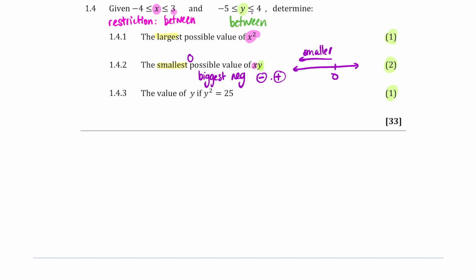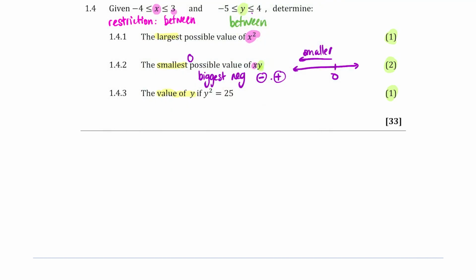Okay, the last one. The value of y. So we're going to solve for y if y squared. So now I'm looking only at my y values, and it says y squared is equal to 25. So what can I square that I get 25? Well, I can get positive or -5. If I square that, it's going to give me 25. But are both of those in the set of y?